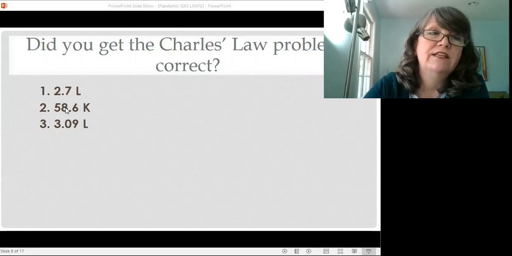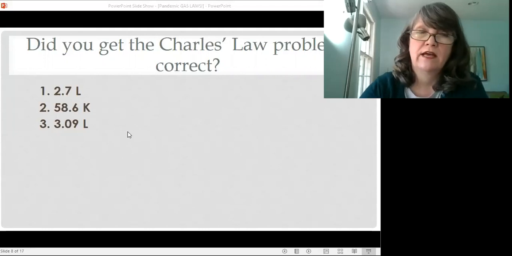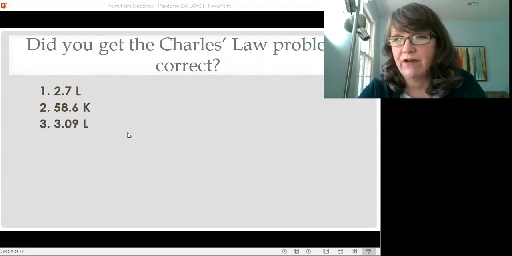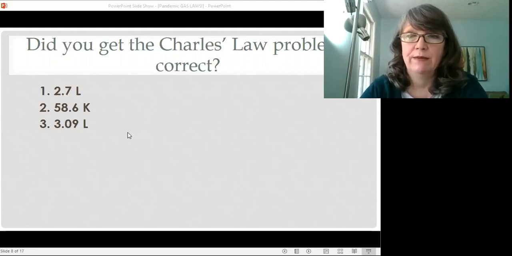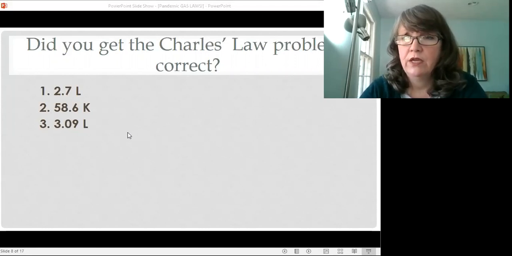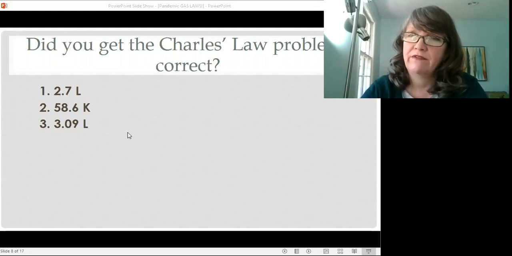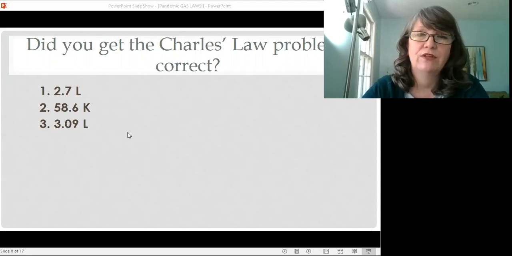If you didn't get the 58.6 Kelvin on the second one, it's probably because you didn't cross multiply and divide correctly. Sometimes you don't have to cross multiply and divide, but when you're solving for temperature, because it's in the denominator, if you don't take the time to cross multiply and divide, frequently you mess up the math.